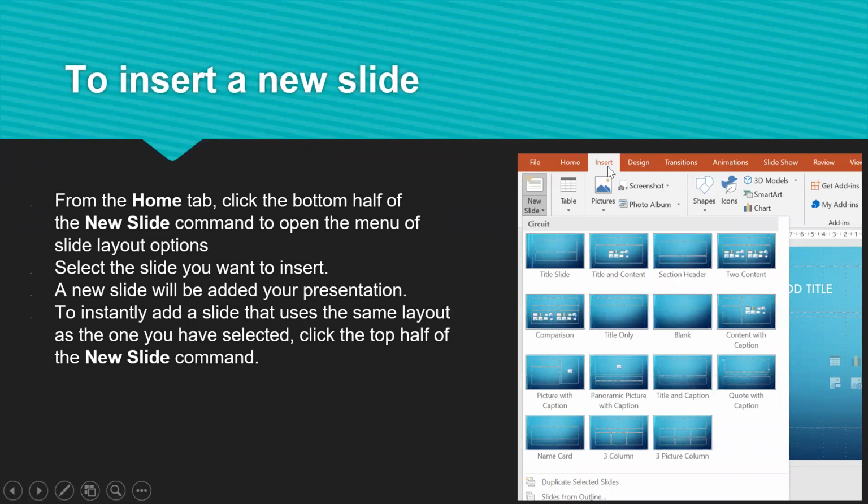In this button, you can see it is split into two parts. The bottom half has a drop-down menu, and the upper half is also a button. Whenever you click the upper half of the button, it will always create a new slide with the already selected layout. If you click the bottom half, you can select the particular slide layout you want. Depending on the scenario, you can use whichever you want.